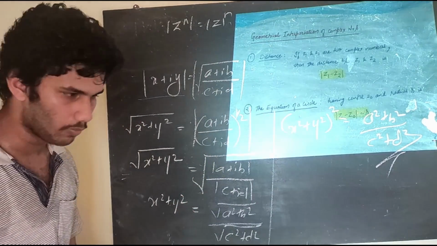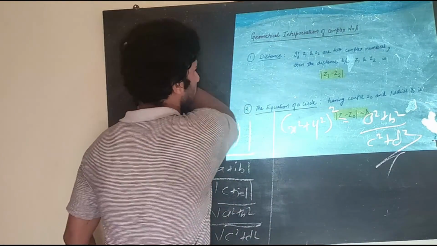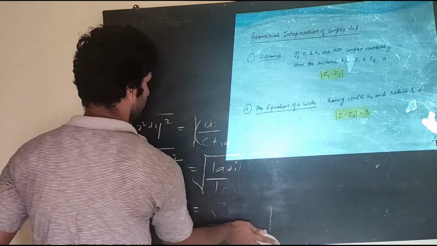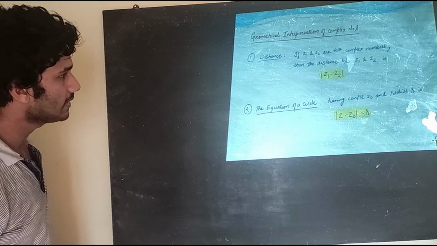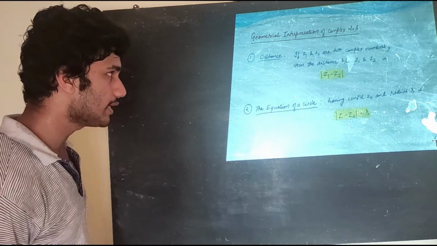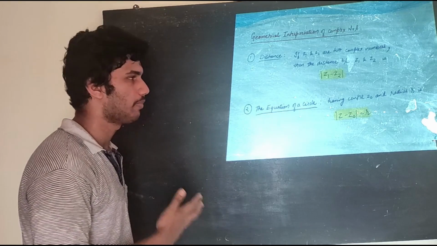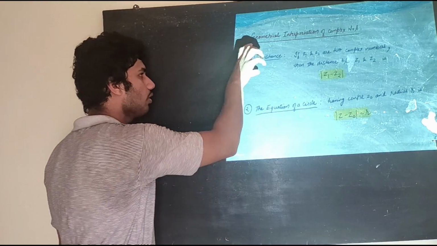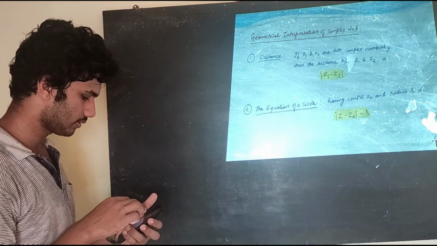Now, this is the most important topic of the day. The distance, geometrical interpretation of complex numbers. If z1, z2 are two complex numbers, the distance between z1 and z2 is modulus of z1 minus z2. Let's first look into this and then we'll come to this.